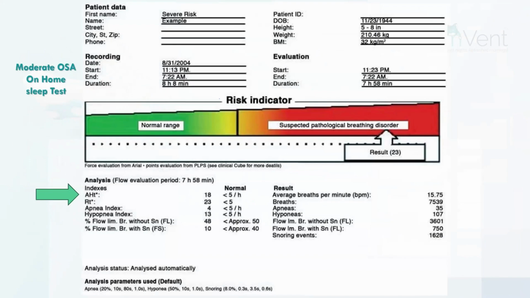So I'm going to actually go into the... So this is a home test. This is the data you get. Apnea hypopnea index here is, sorry, 18 events per hour, which is moderate, between 15 to 30 events per hour. These patients can go on to get treatment either with oral appliance or CPAP.